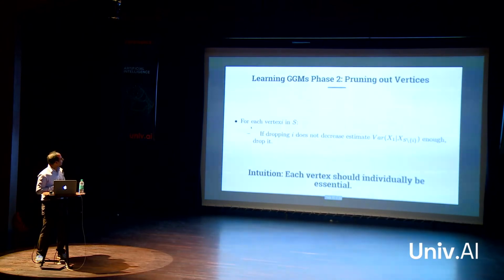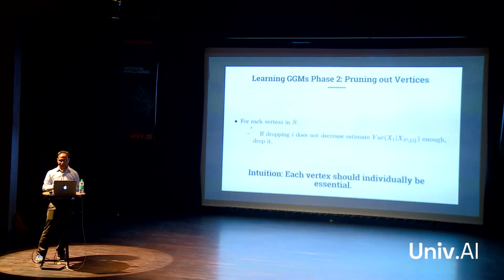All right. And how do you prune out vertices? How do you filter out the things that you might have added wrong? You do something similar. You go back and go through your list of vertices that you added, look at each one. Does dropping this change anything? If the vertex was actually essential, it should change something. There's a threshold that we set, and if dropping the vertex does not give us any improvement, then we do go ahead and drop it, right? So the intuition here is that each vertex in a true neighborhood should individually be essential.